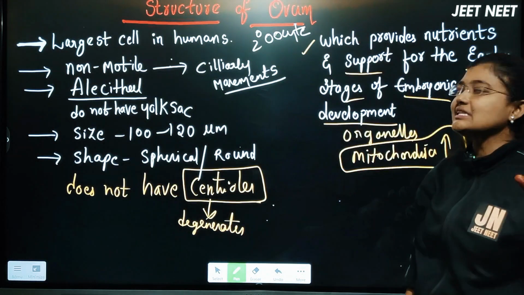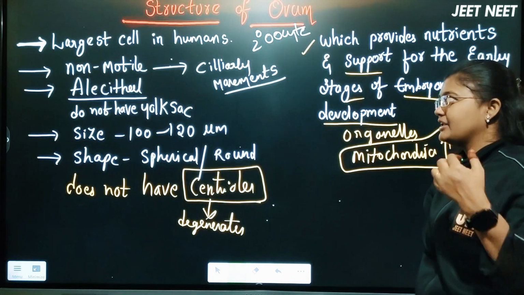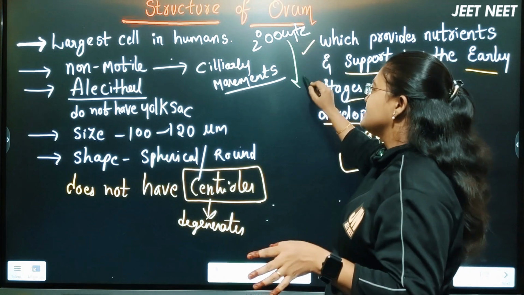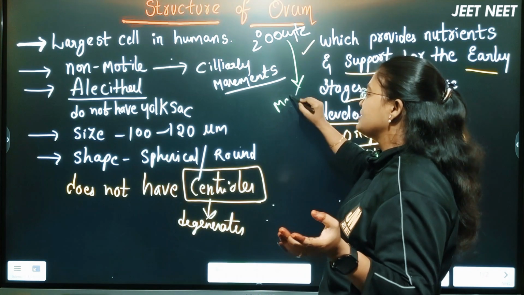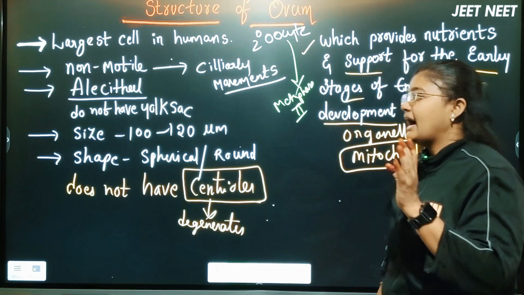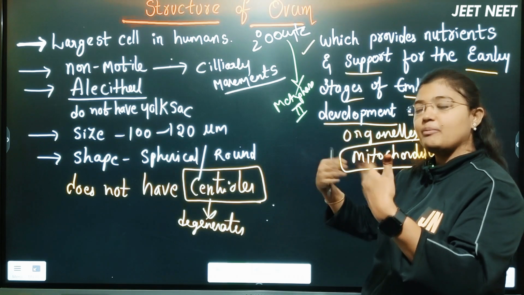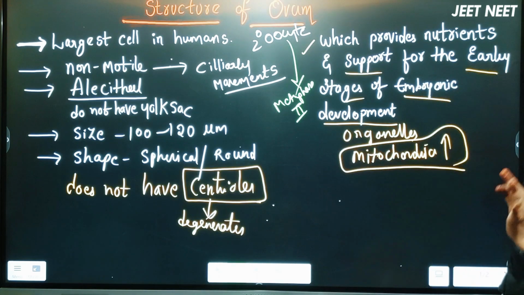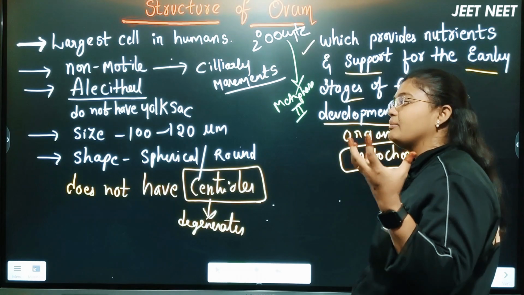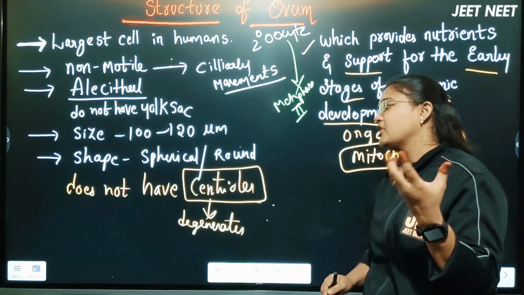Structure of ovum: it is the largest cell in the human body. The ovum is also called a secondary oocyte. We know that this is an immature one, because it has stopped its division in metaphase II, as we said in yesterday's class. It is non-motile, so it moves in the fallopian tube with the help of ciliary movements, and this ovum is alecithal, which does not have a yolk. The size of the ovum is 100 to 120 micrometers, right. The shape is spherical or round.